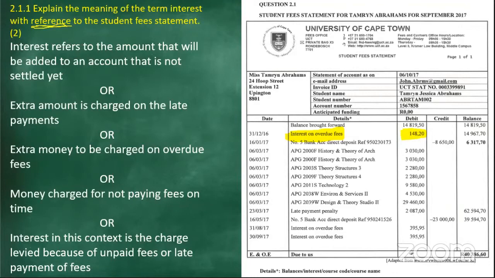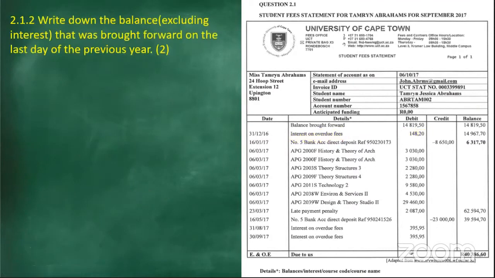So it's important that when you answer your questions, you make sure you give an answer with the full marks that are allocated to that question. Yeah? Then question 2.1.2: write down the balance excluding interest that was brought forward on the last day of the previous year. What balance was brought forward on the last day of the previous year?